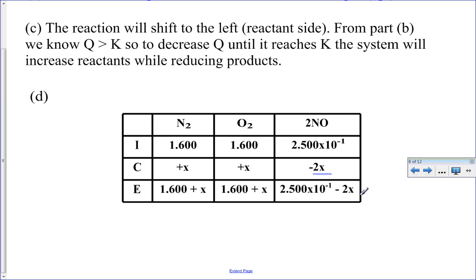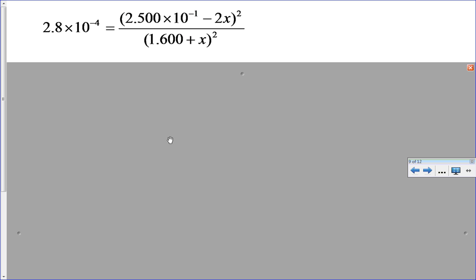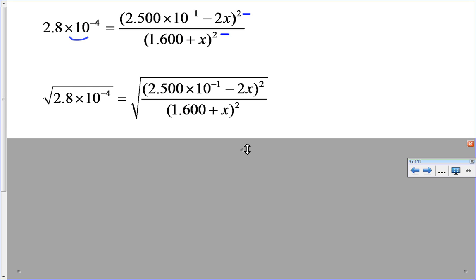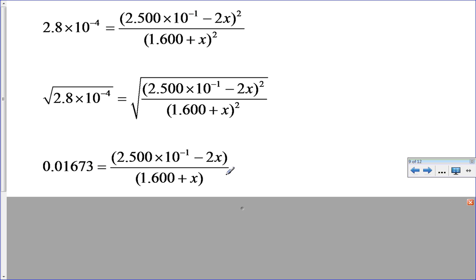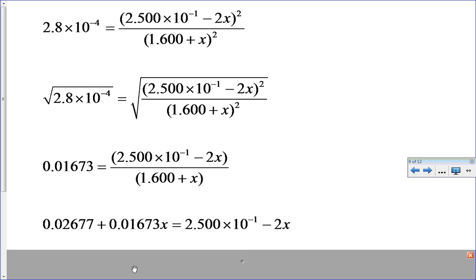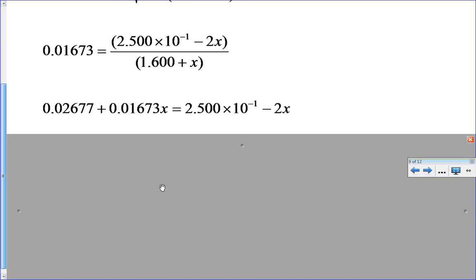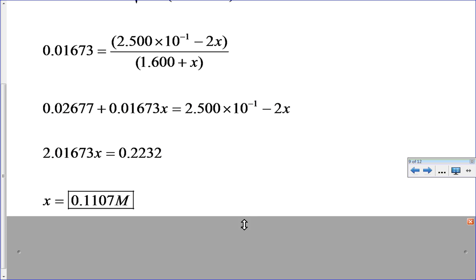So once you have these equilibrium numbers, now we're on to the math. We plug in the known K value. We notice that it's a perfect square. So we take the square root of each side. We evaluate that to get rid of our annoying squared terms and no quadratics. Then we just take a couple of math steps, bring the denominator out, solve for x. X is now molarity because we're talking about concentrations in problem number 3.